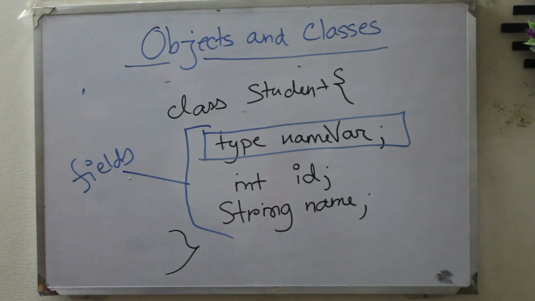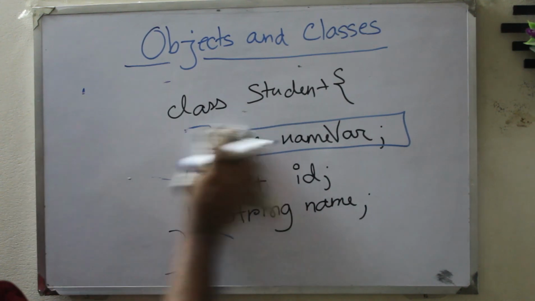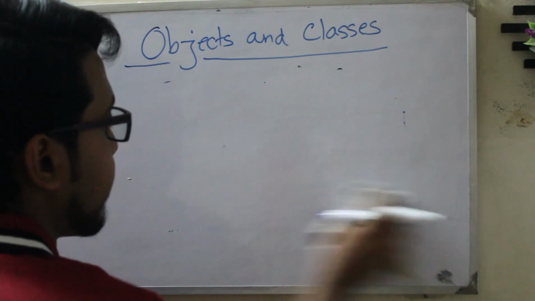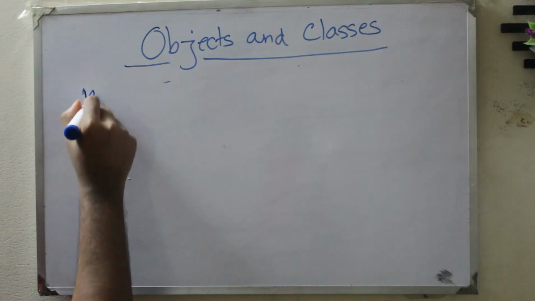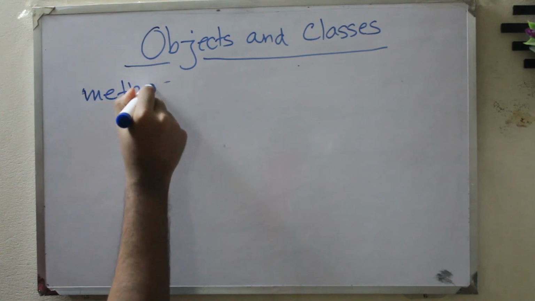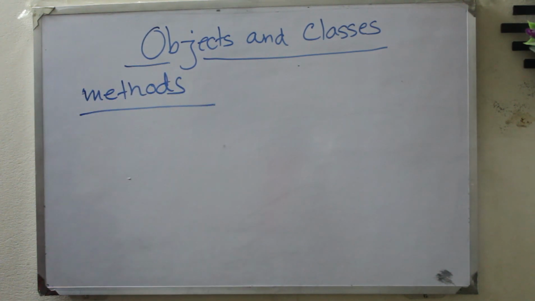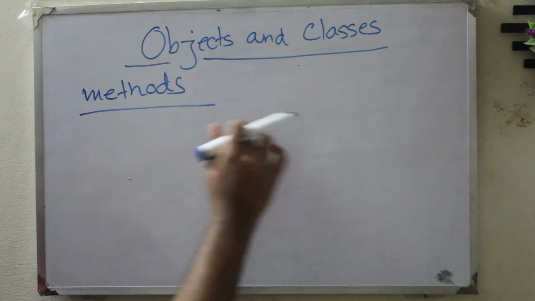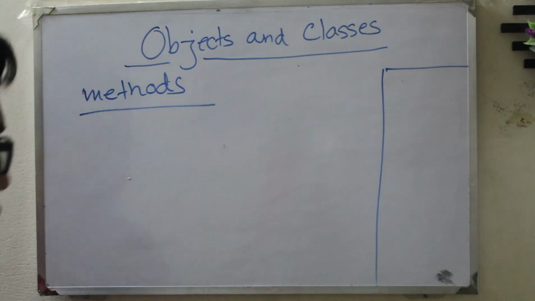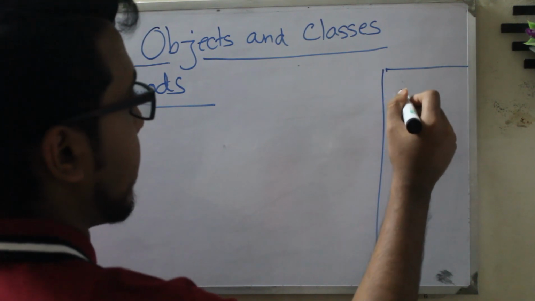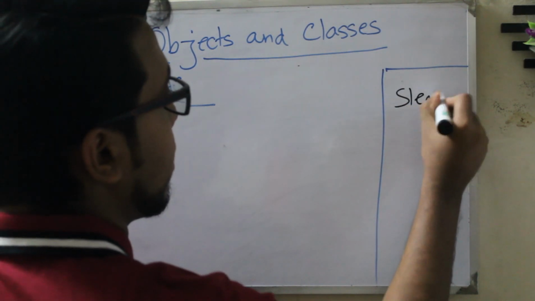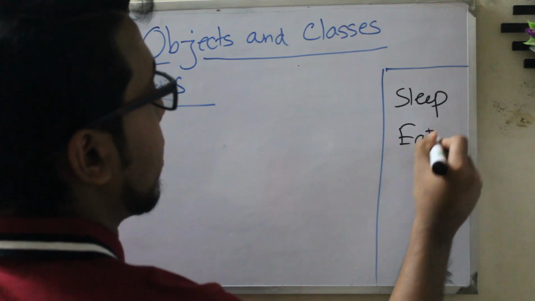So after defining the fields, we're going to define the methods here. Okay? What were the methods? The methods were the operations that the class can perform. For our case, the student class, what are the operations that the student class can perform? It can do some kinds of things like it could sleep, it could eat, it could study.